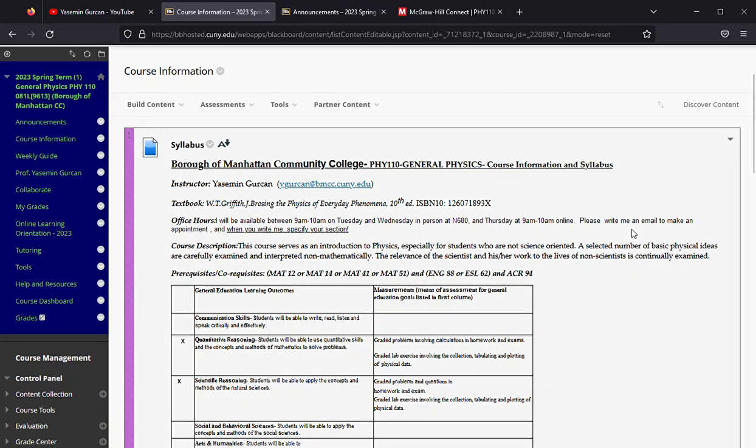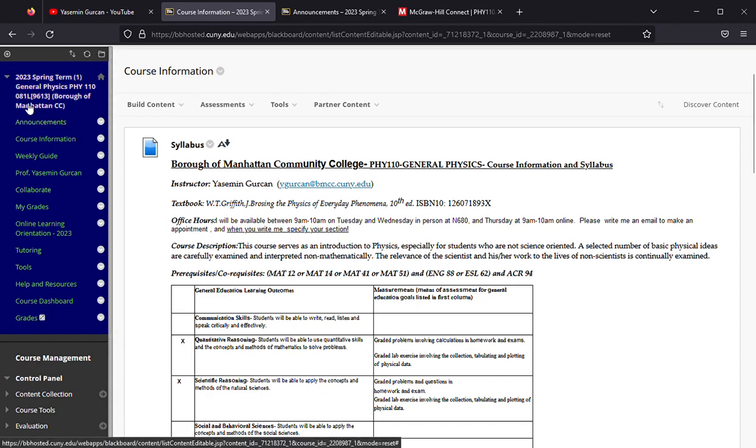Hi everyone, I'm your instructor for Physics 110, and because it's an online course, when you log into Blackboard you will see two sections for this course. One is, as you can see here, General Physics 110 is the course name and the code, and section is 81. So your section number is 81, and whenever you need to communicate with me, please mention that your section number is 81. Since I have multiple sections in different formats, I need to know your section.